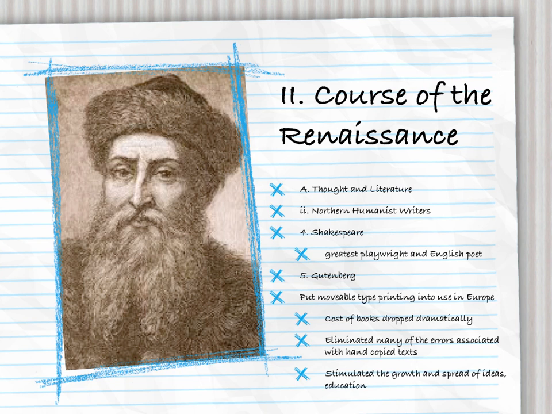Remember that movable type printing had been developed in China before, but we now start using it in Europe. So he's printing Bibles. The cost of books drops dramatically. Remember, people aren't handwriting them, so there are not as many errors. People can buy texts now with the printing press as well. When we get to music, you'll see people start to buy music so that they can play in their own homes. So this helps stimulate the growth and the spread of ideas as well as education.